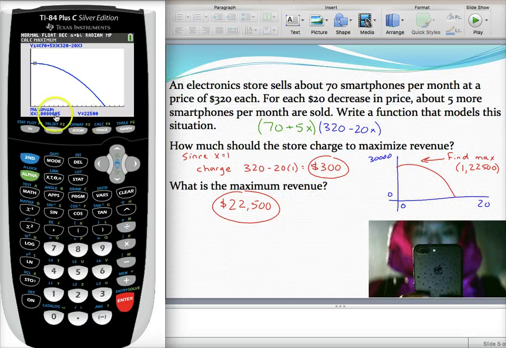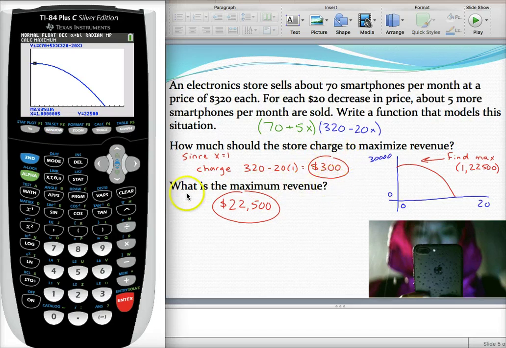Let's take those values and answer their questions, because that coordinate may not be the answer by itself. The question was, how much should we charge in order to maximize revenue? Remember, this blue parentheses represented what we were charging, and X was how many times we're going to reduce the price. What that 1 means is I'm reducing the price 1 time by $20. I've done a little equation in red: 320 minus 20 times the 1, that's where that 1 comes from, means I should charge $300 per smartphone. That's going to be my best option.